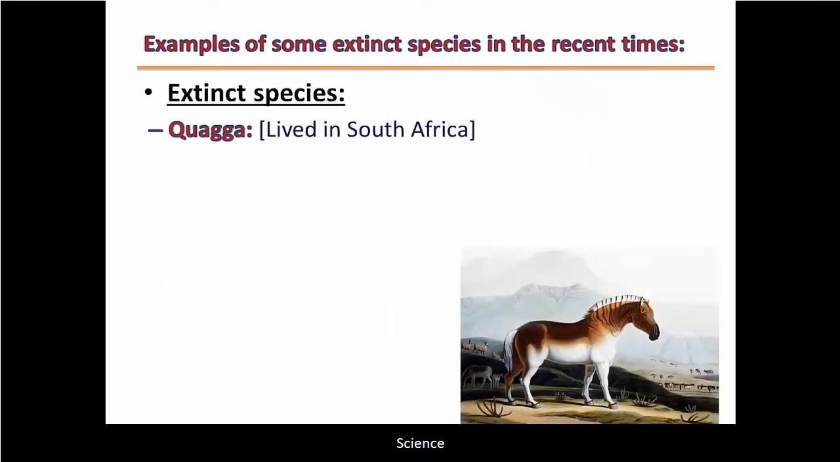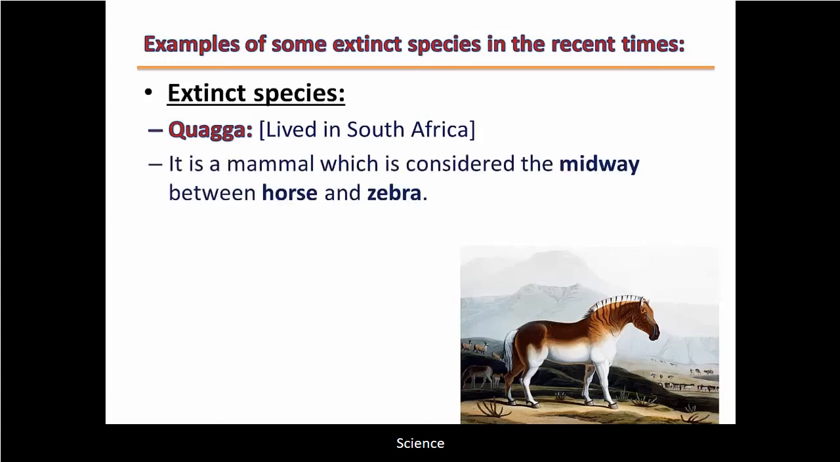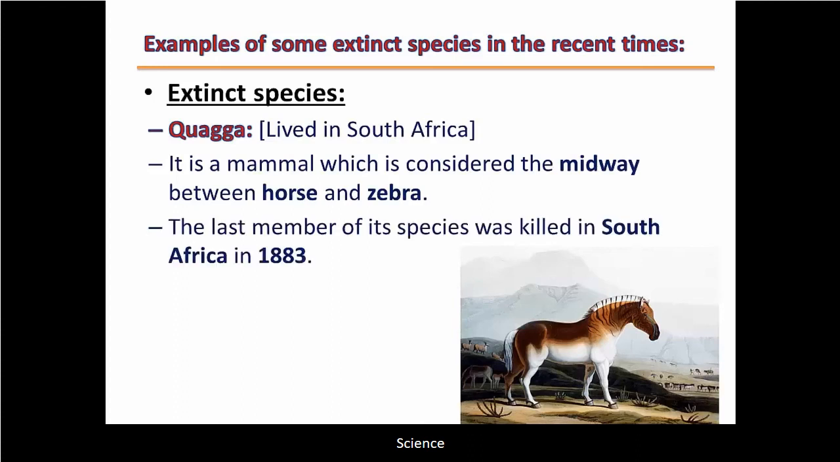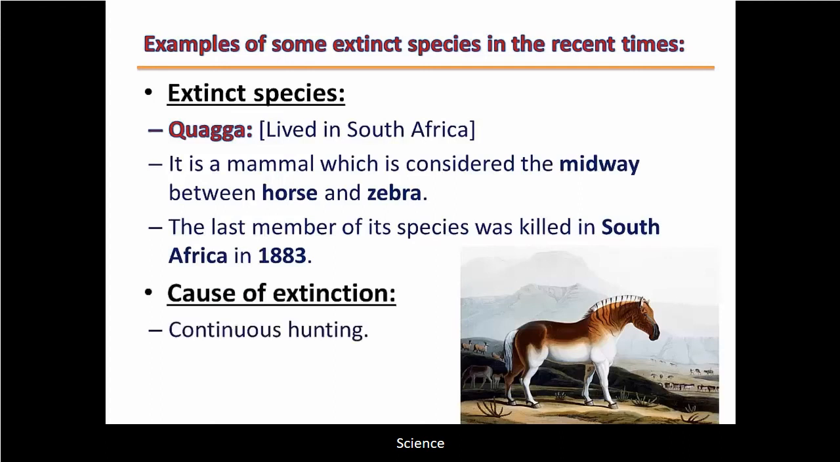The third extinct species is the quagga, which lived in South Africa. It is a mammal which is considered midway between horse and zebra. The last member of its species was killed in South Africa in 1883. Cause of extinction: continuous hunting.